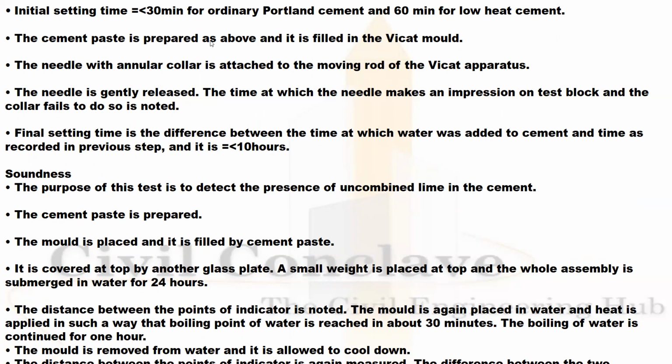The cement paste is prepared and filled in the Vicat mold. The needle with the annular collar is attached to the moving rod of the Vicat apparatus. The needle is released. Final setting time depends upon the water added and is to be recorded as less than 10 hours. Soundness. The purpose of this test is to detect the presence of uncombined lime in the cement. The cement paste is prepared. The mold is placed and is filled with the cement paste. It is covered at the top with another glass plate.